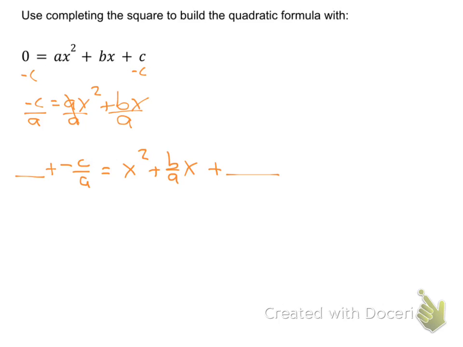What's in the B position? B over A. It's B over A. It's a fraction. What was the rule that we had to do to add to both sides? What are we adding to both sides? Oh, B over 2. B over 2, right? Half of B squared. It's a fraction.